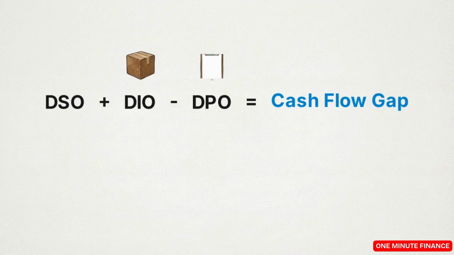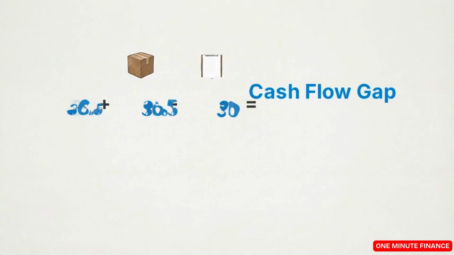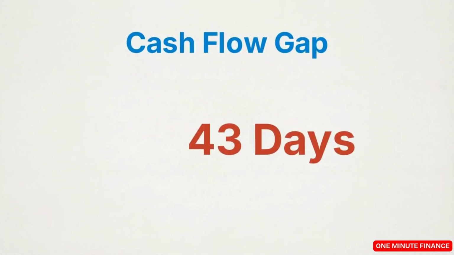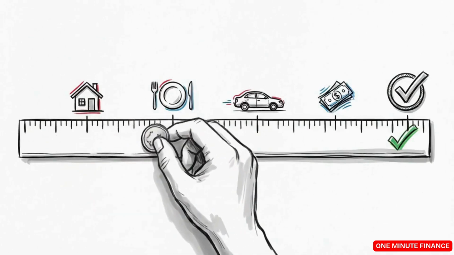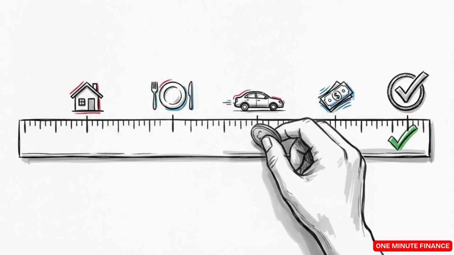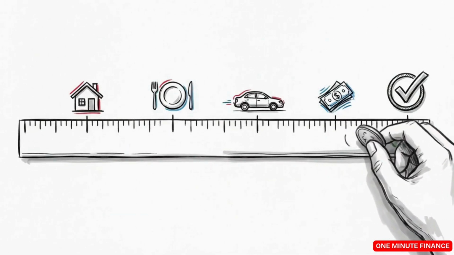Step 4 is finding your total cash flow gap. You add your DSO and DIO together, then subtract your DPO. For this business, that math, 36.5 plus 36.5 minus 30, results in a 43-day gap. This means the business must have enough cash on hand to fund 43 full days of operations before the revenue from those operations actually arrives.